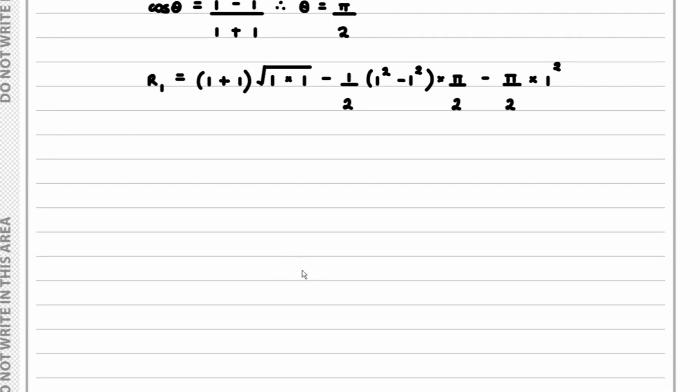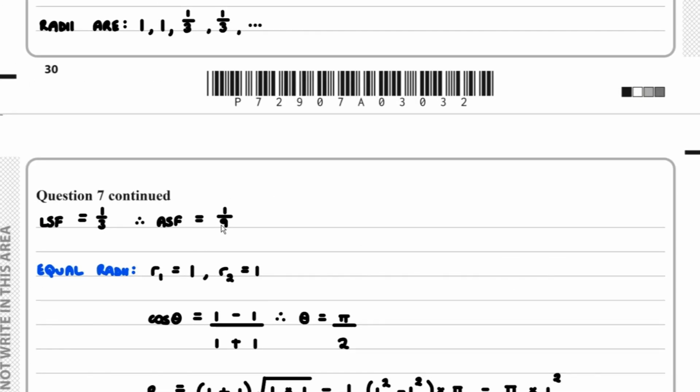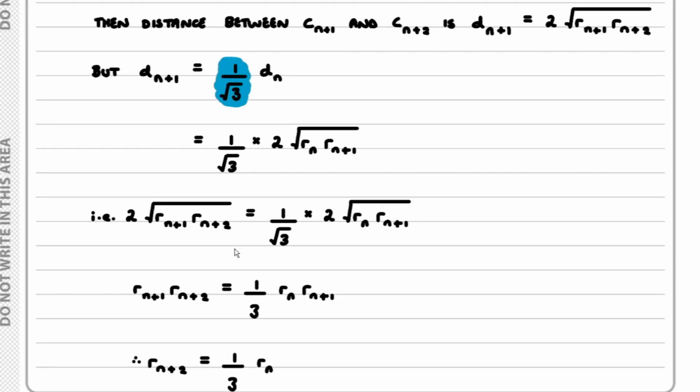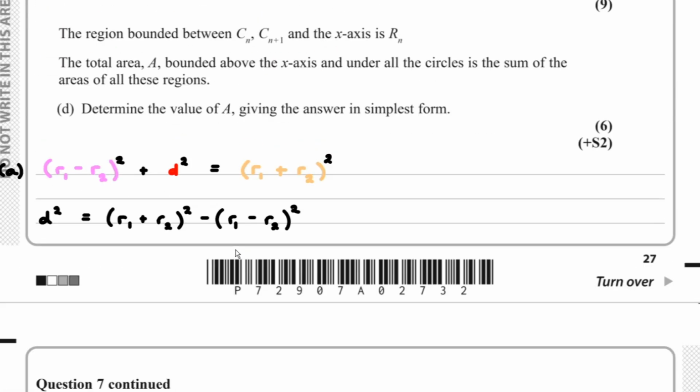So, if I simplify all this, what we end up with is 2 take away pi over 2. Now, the area R3, using our scale factor of 1/9, is given by 1/9 times R1. So I've got 1/9 times 2 take away pi over 2 for my area of R3. And remember, we're talking about equal radii here.